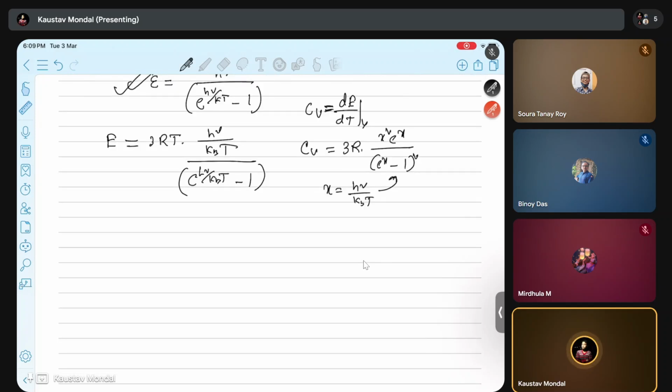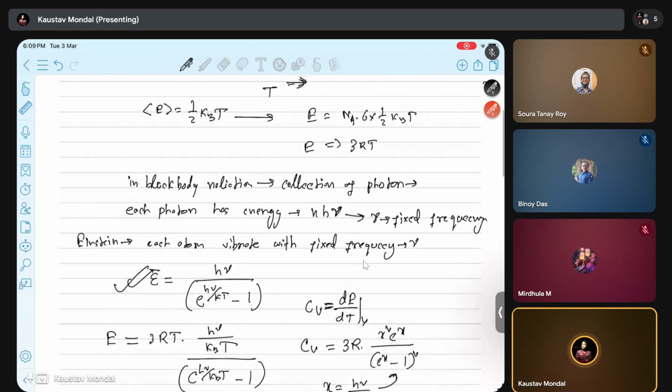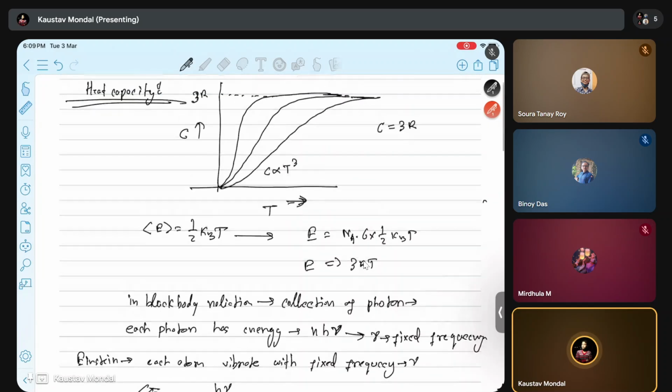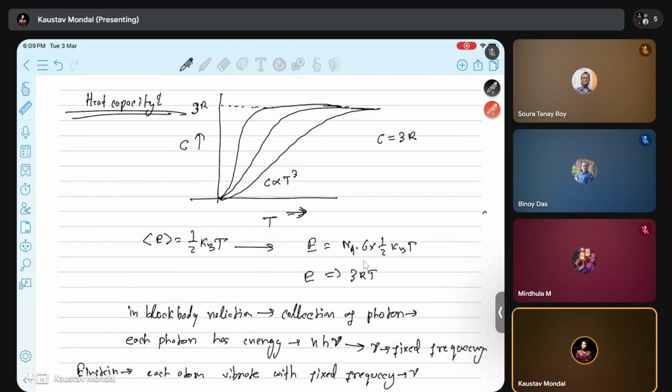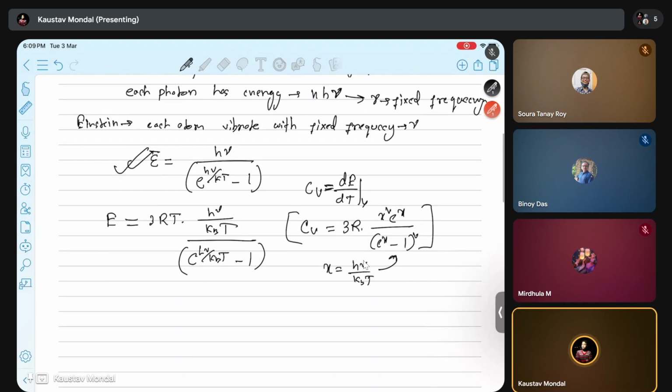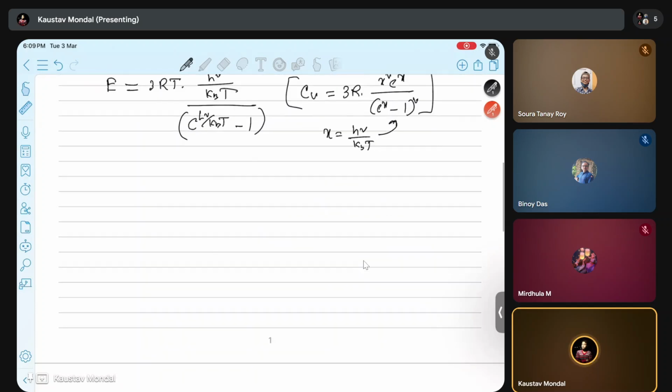Now, this is the general expression of heat capacity. We are interested in the behavior at high temperature and low temperature, to basically verify whether this expression is correct or not. For that, we have checked the high temperature case.